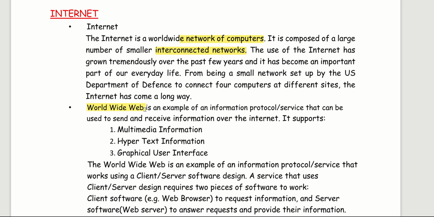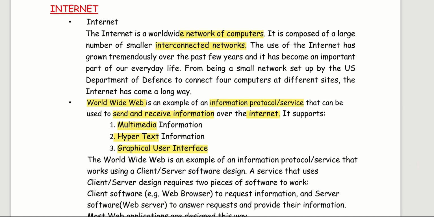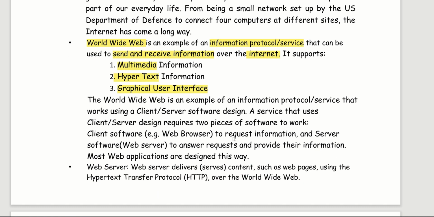Second is the World Wide Web. This is an example of an information protocol or a service that can be used to send and receive information over the internet. It supports multimedia information, it supports hypertext, it supports a GUI based interface. The World Wide Web is an example of an information protocol that works using a client-server software design, a service that uses client-server design. This requires 2 pieces of software to work.